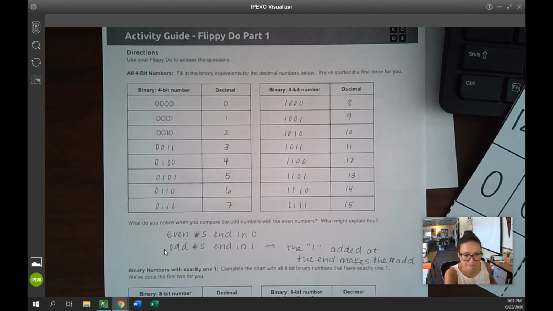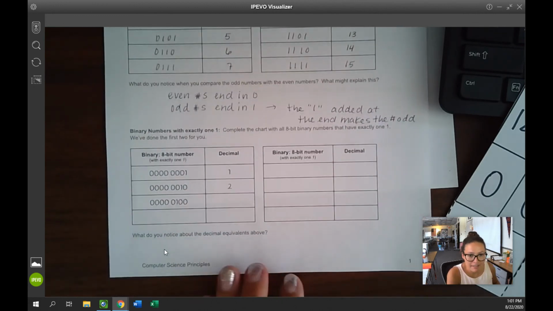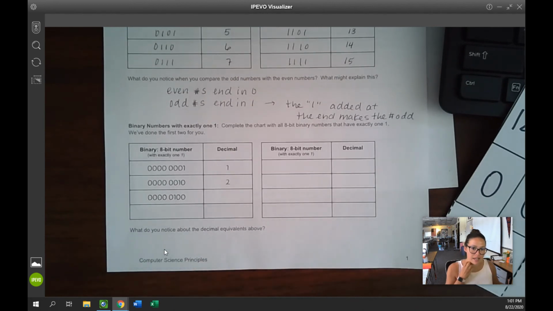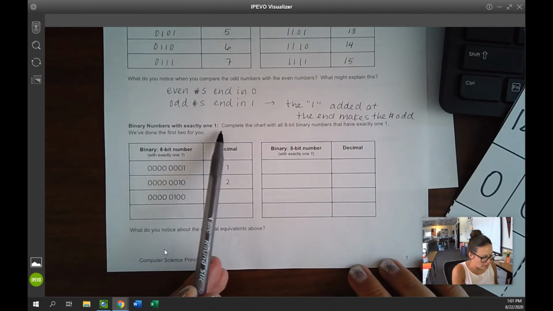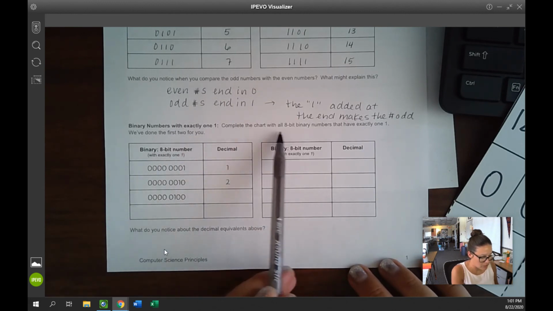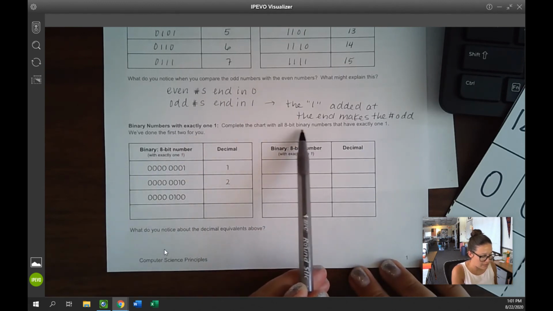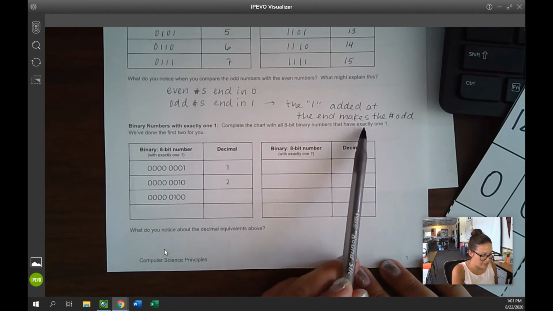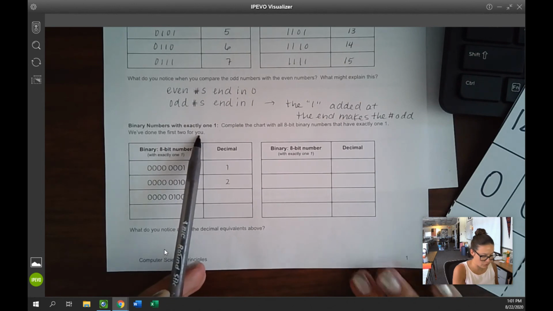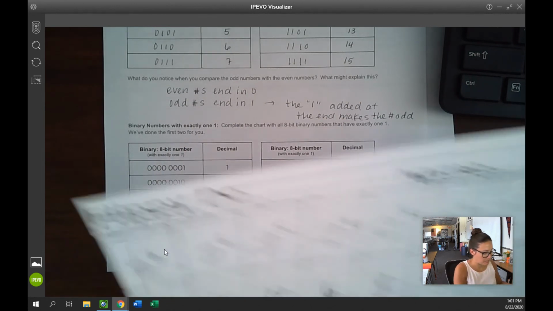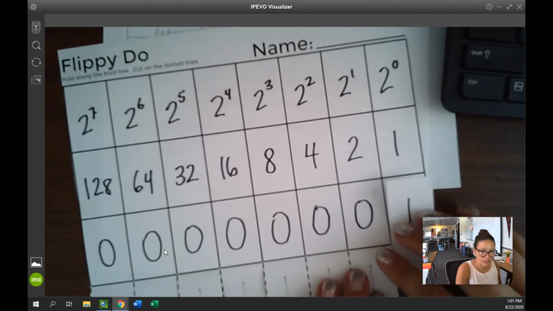Okay, let's try the next table here. Binary numbers with exactly one 1. Complete the chart with all 8-bit binary numbers that have exactly one 1. We've done the first two for you. So again, you can take a look at your flippy-do.